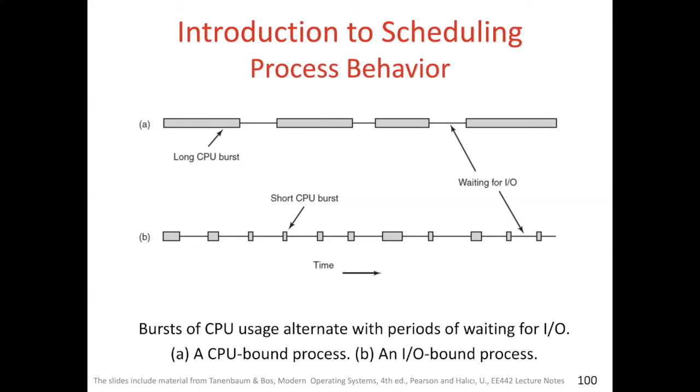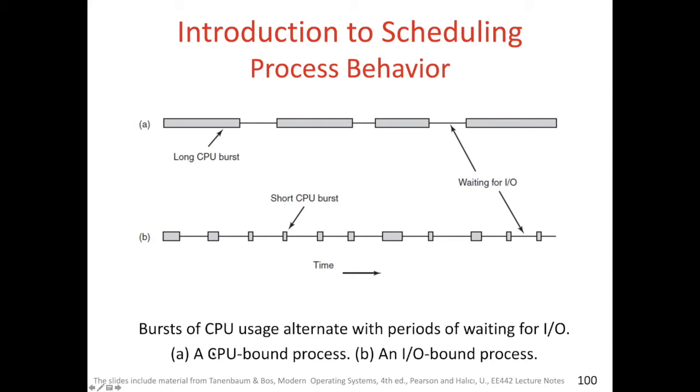Let's consider the behaviors of processes. Bursts of CPU usage alternate with periods of waiting for I/O. This is a CPU burst, then comes waiting for I/O and doing I/O operation. Another CPU burst, I/O operation, CPU burst, I/O operation, CPU burst, for example.